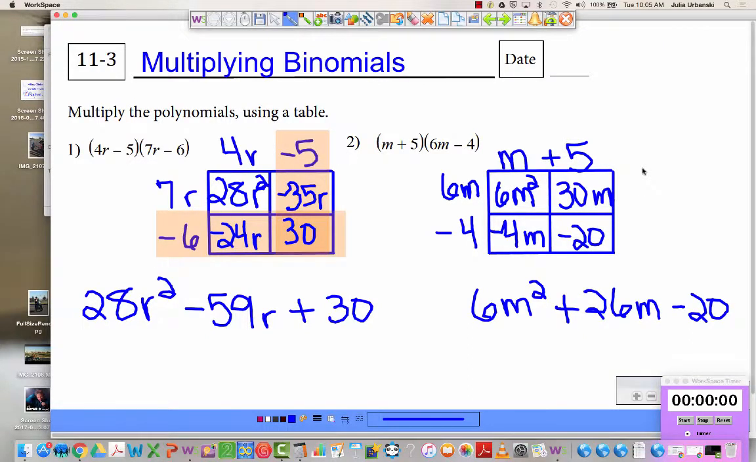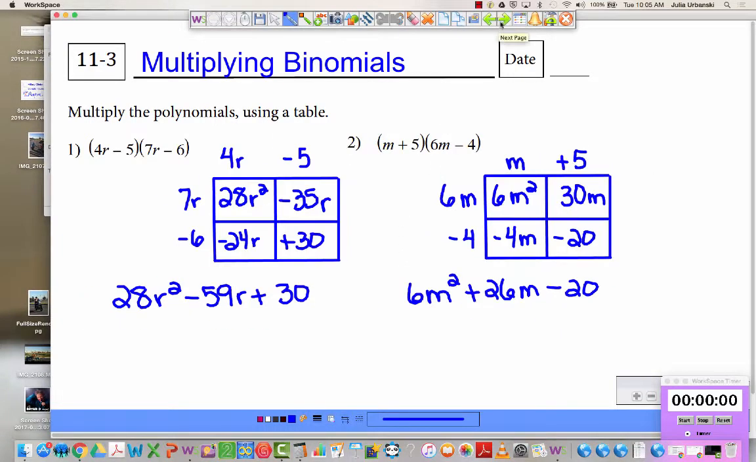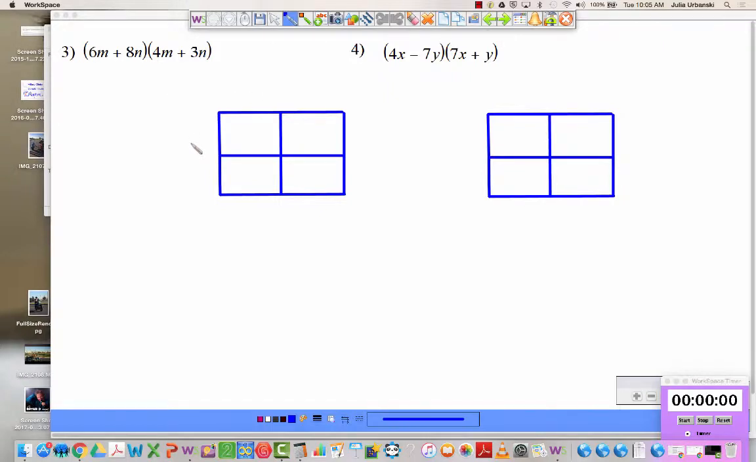All right, let me do 2 more with you, then you try 2 on your own, and then we'll see if you had another way of doing it. For this one, let's do 3 and then 7. 6m plus 8n. Don't worry about the fact that there's 2 variables. Everything else is the same. 6m plus 8n, and then 4m plus 3n. And that positive 3n.